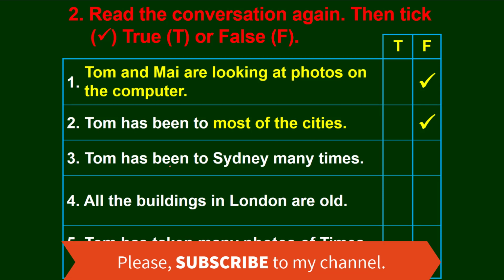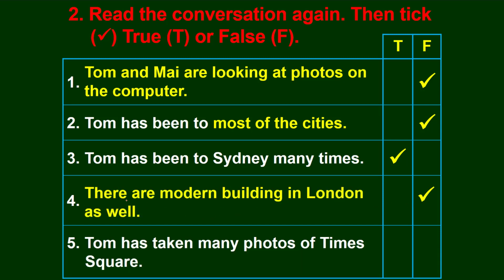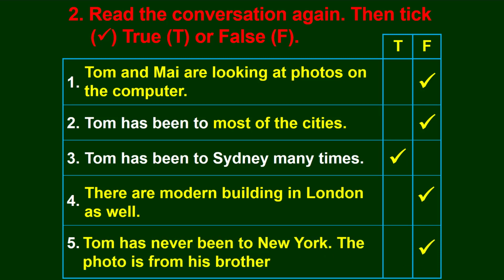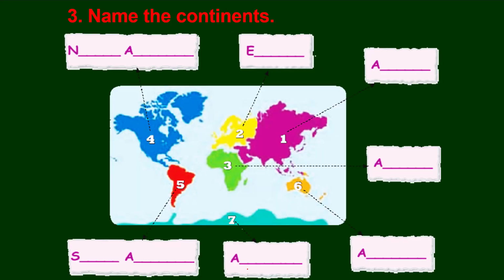Number 3. Tom has been to Sydney many times. It's true. Number 4. All the buildings in London are old. It is false because there are modern buildings in London as well. Number 5. Tom has taken many photos of Times Square. It is false. Tom has never been to New York. The photo is from his brother.